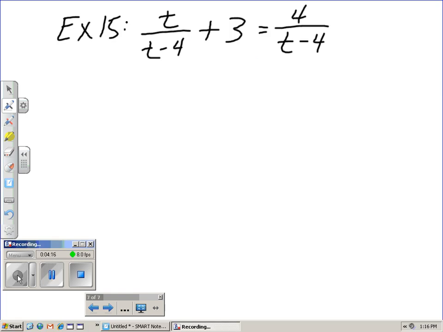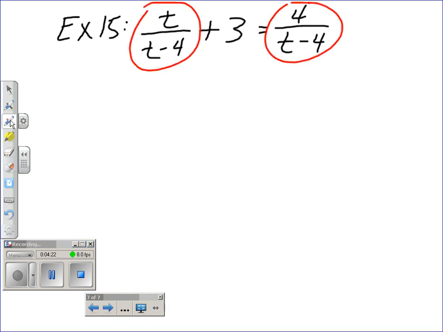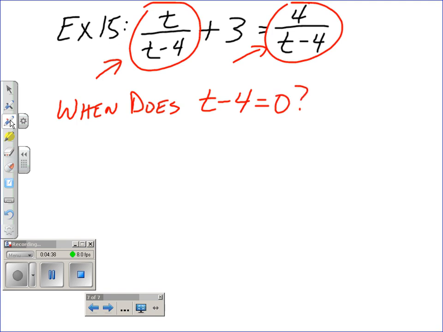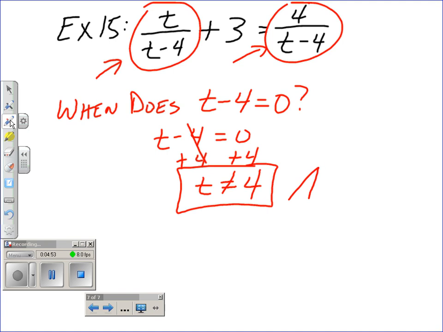And here's an example for problem number 15. It's a rational equation because we have fractions that we're dealing with. And when you have fractions, you have to worry about your denominators. So we need to know when does t minus 4 equal 0, because that's bad. So let's work it out. T minus 4 equals 0, add 4. T equals 4. But what does that mean? That actually means t cannot be 4. Alright, that's important. So remember that, and I'd put that above the problem. T cannot equal 4.